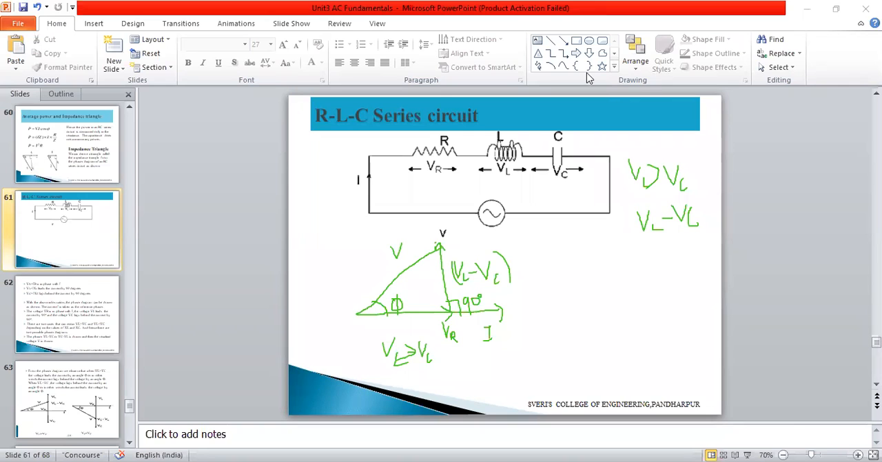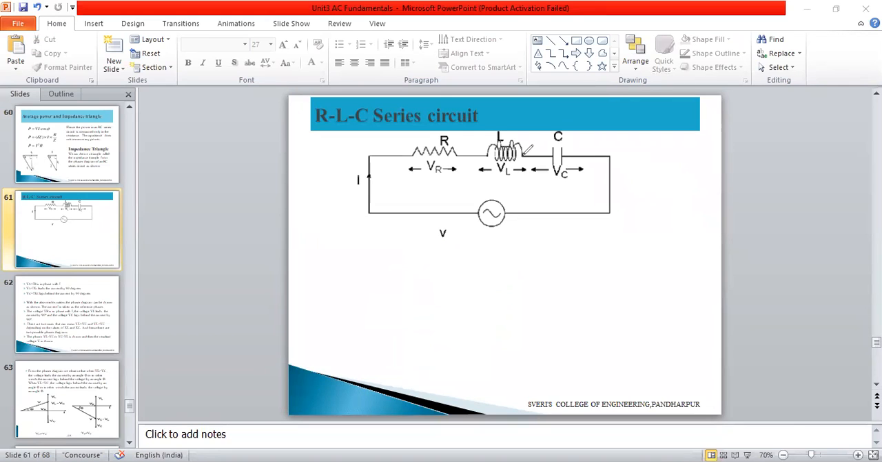Next, the condition VC is greater than VL, or VL is less than VC. The circuit will act as a capacitive circuit. Now we have to use the formula VC minus VL.